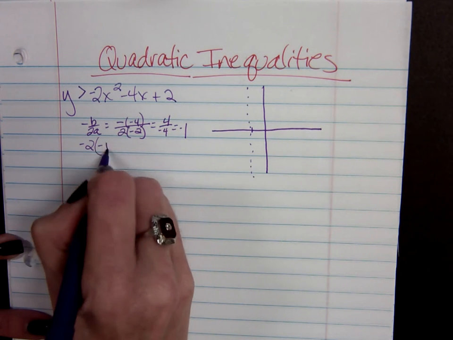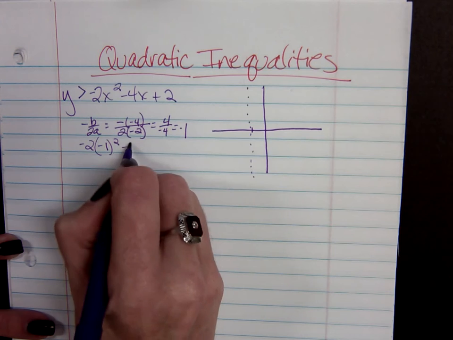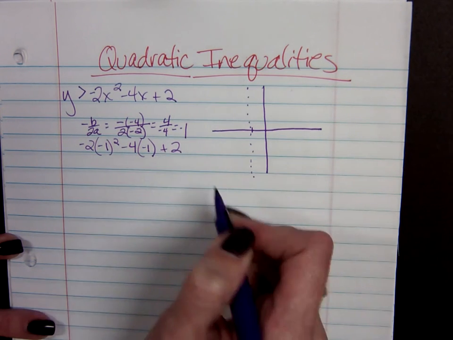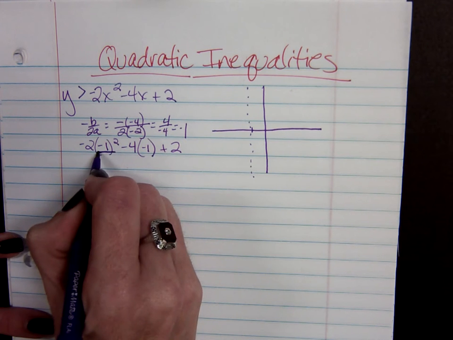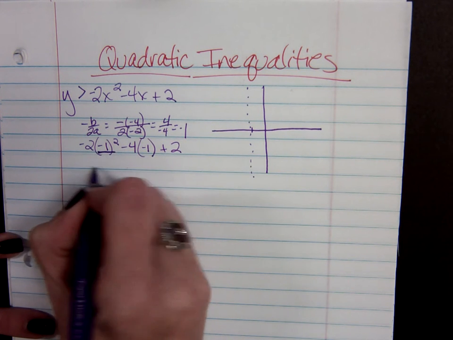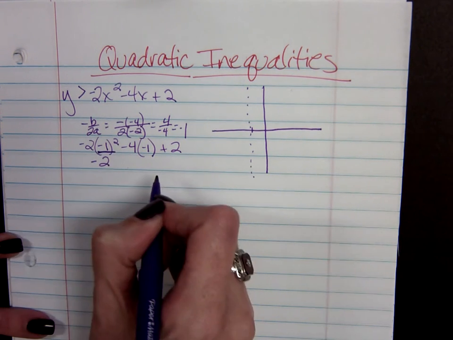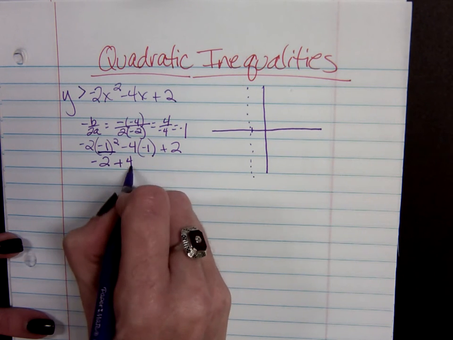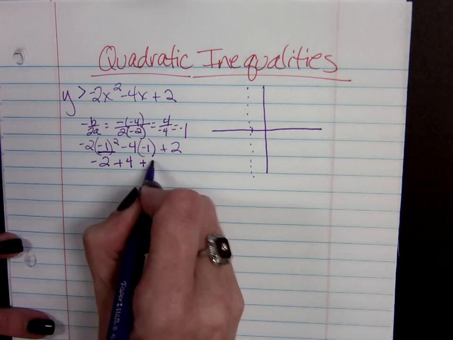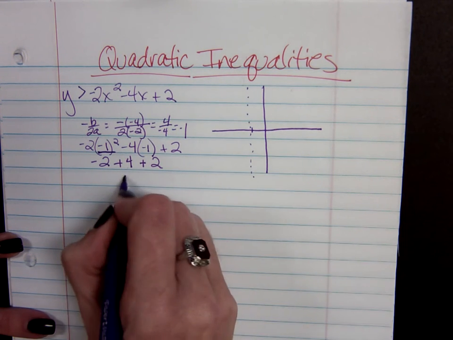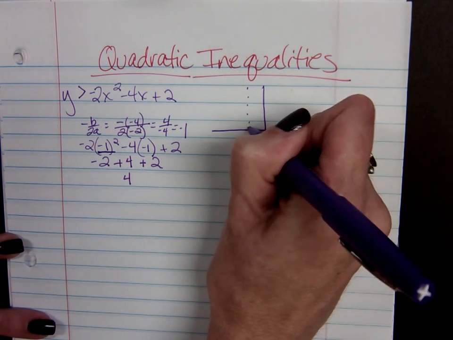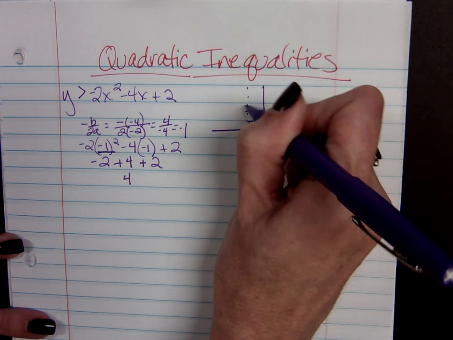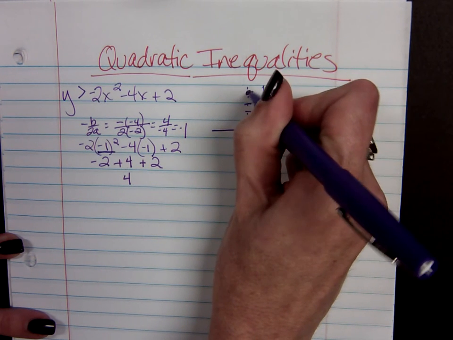Negative 2 times negative 1 squared minus 4 times negative 1 plus 2. Negative 1 squared is positive 1 times negative 2 is negative 2. Negative 4 times negative 1 is plus 4. And then bring down the plus 2. So that just equals 4. So then on my negative 1, I'm going to go up to my vertex at 1, 2, 3, 4.